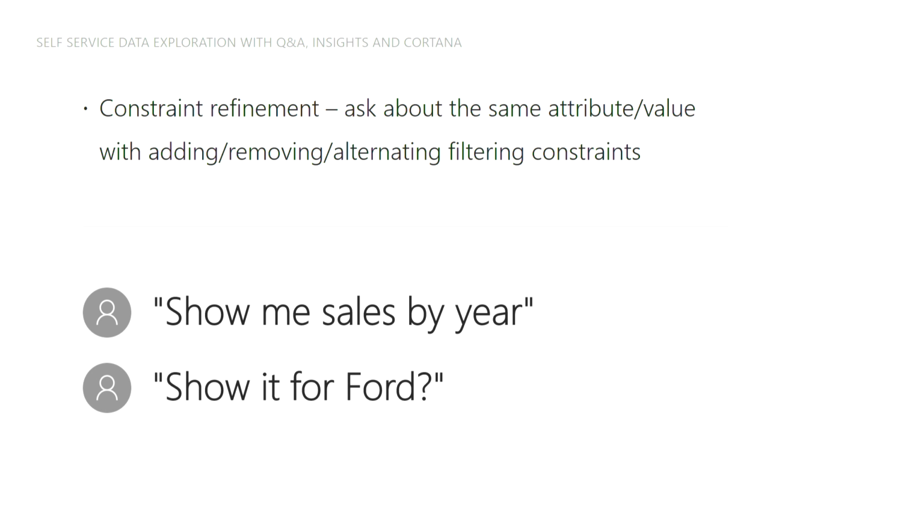This is an example of having filters on the data. In this example, the user can ask, show me sales by year, and then filter it to show it for Ford. So in this case, we will take sales by year and then filter it to Ford. We will get a question of, show me sales by year for Ford.